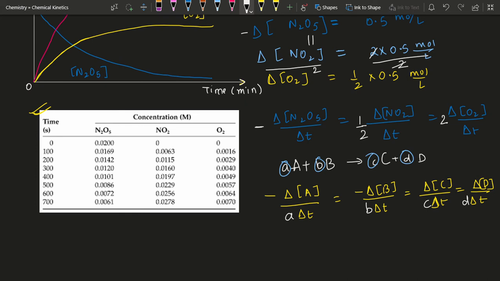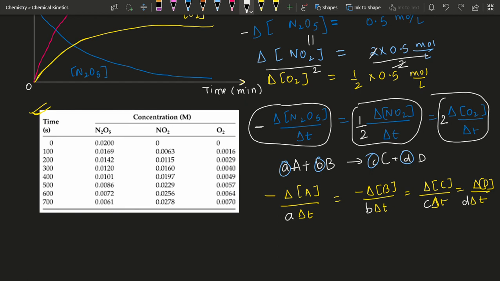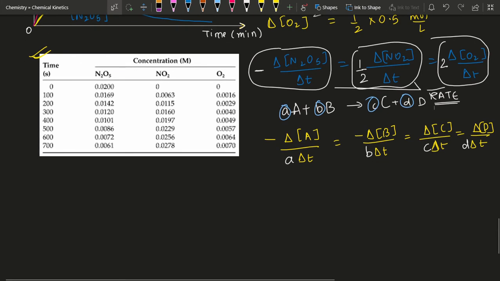And what we can do now is try actually computing the rate. Remember, all of these expressions right here, whether it be this quantity or this quantity or this quantity, all three are equal, and all three are equal to the rate of the reaction. So let's try estimating the rate of the reaction. I have here the values of N2O5, NO2, and O2.